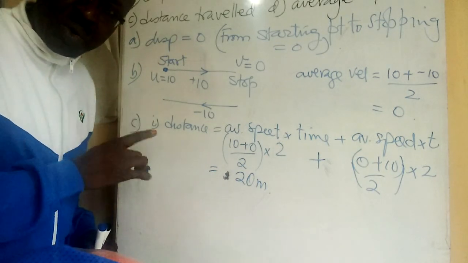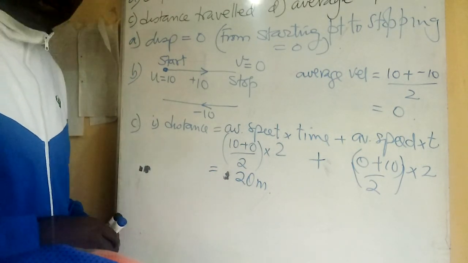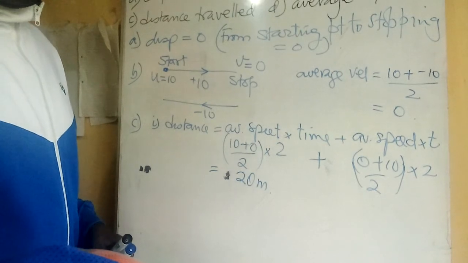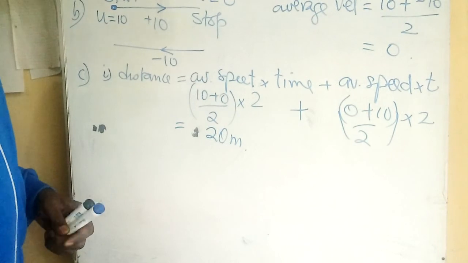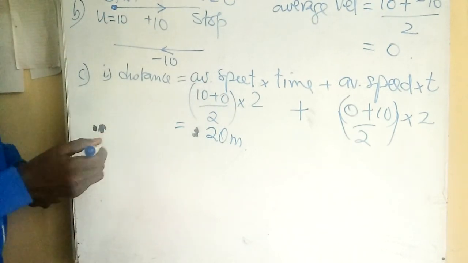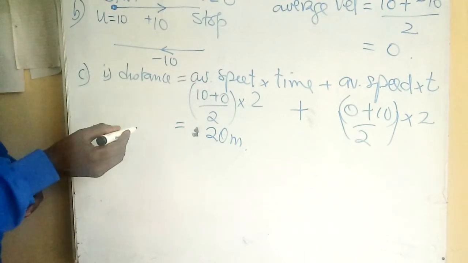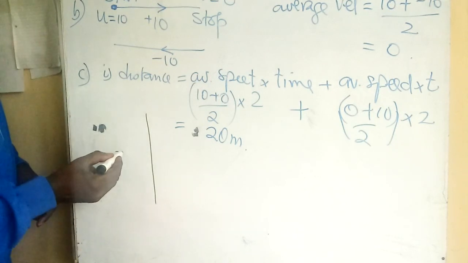I want us to look at this graphically. What would it mean? How would I handle it graphically? Let me focus a bit here. So if I was to draw a diagram, it would be like that.